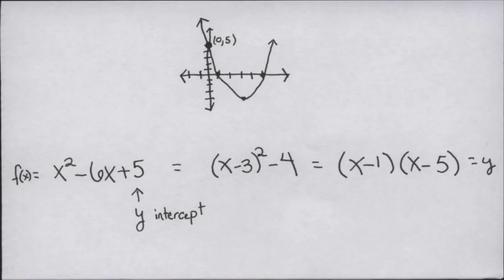And our last thing, that y-intercept, that is standard form. And basically, it's very easy to go from that to factored form. It's a little hard to get from there to vertex form. But it's not that bad.